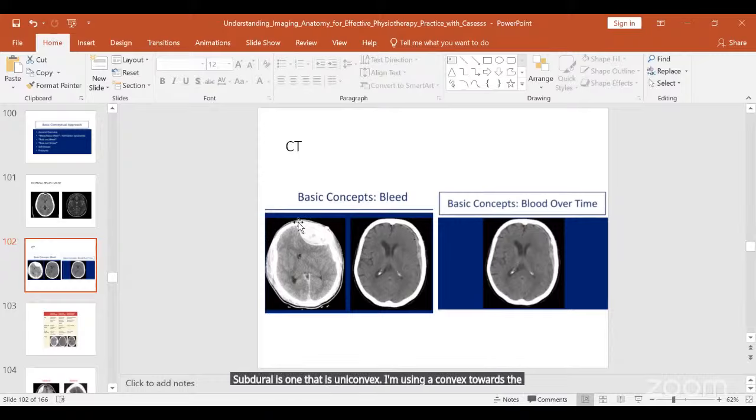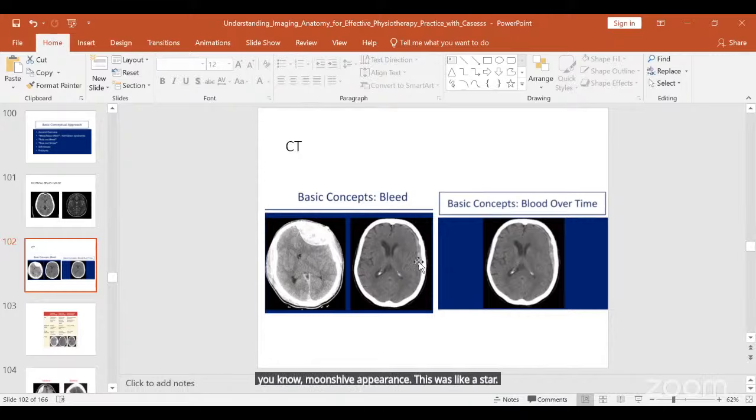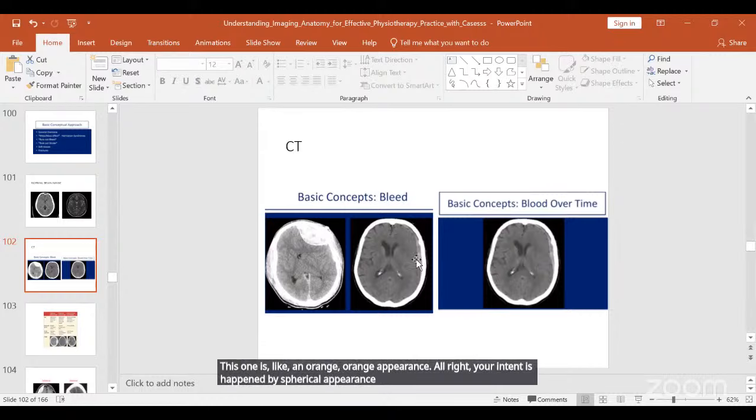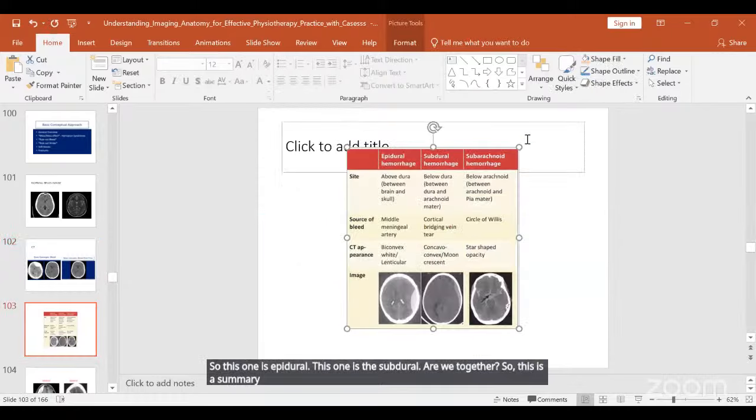This one is like a moon or banana appearance. Are we together? This one is like an orange appearance. Orange, isn't it? It's having a bispherical appearance. This is only unispherical, like a banana appearance, like a moon. So this one is epidural. This one is the subdural. Are we together? So this is a summary of it for you to study.